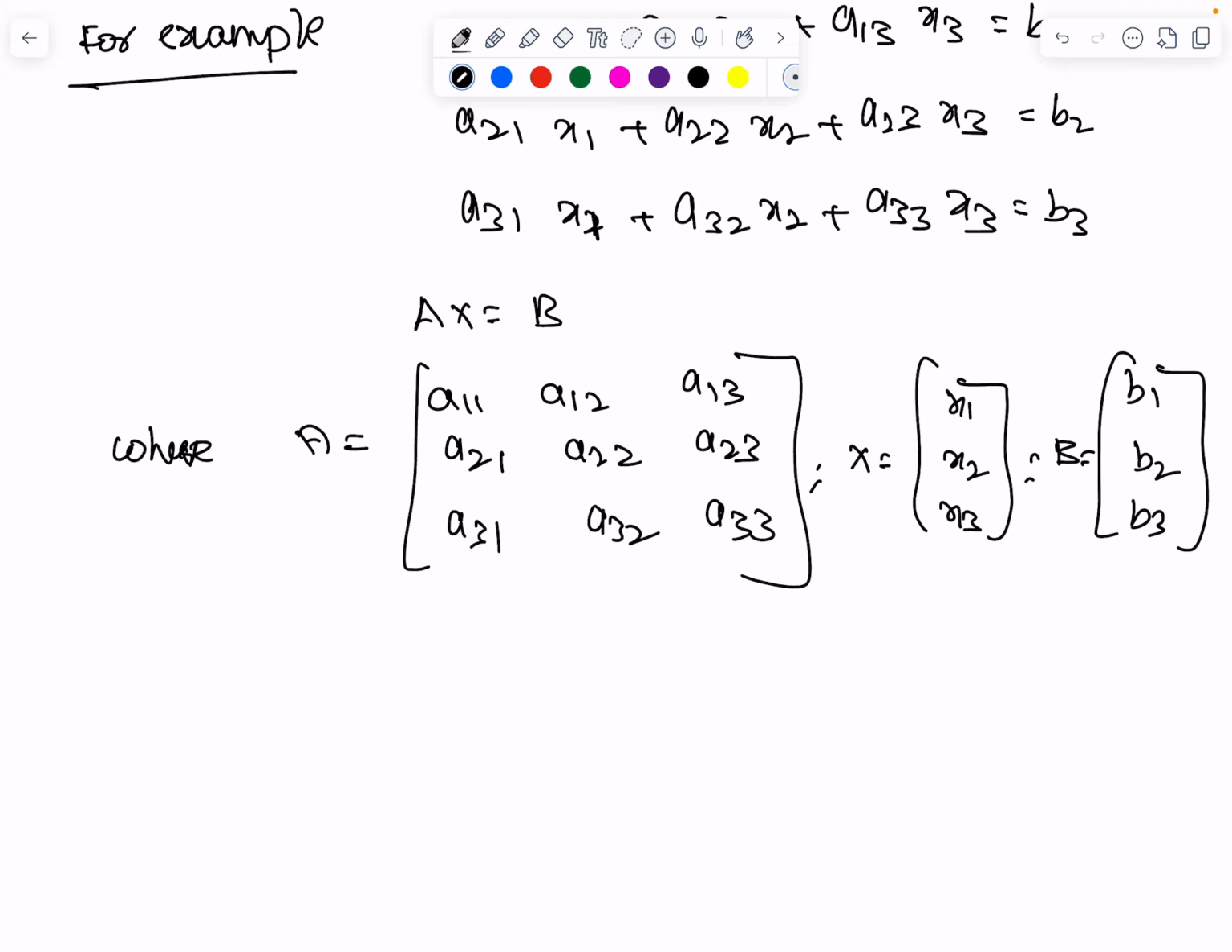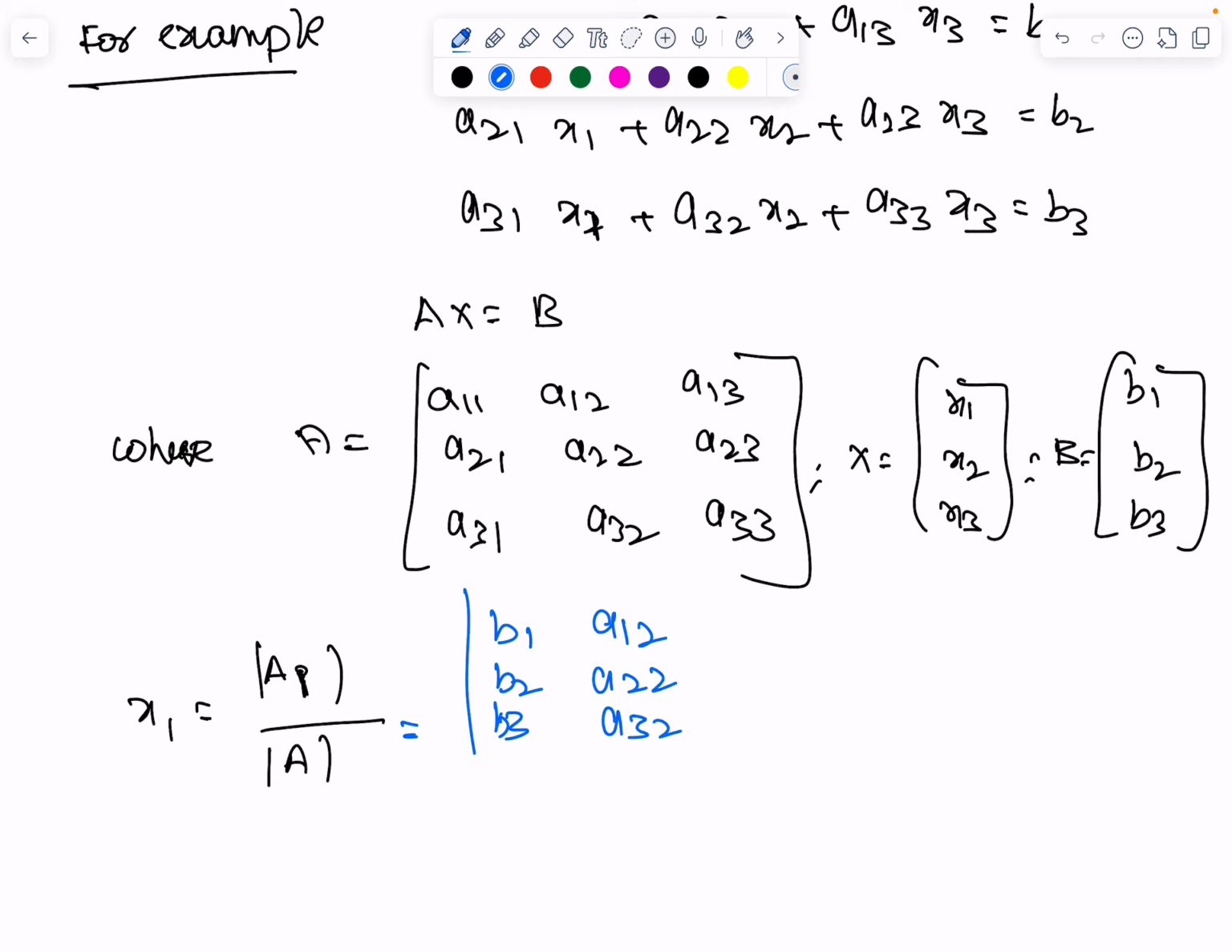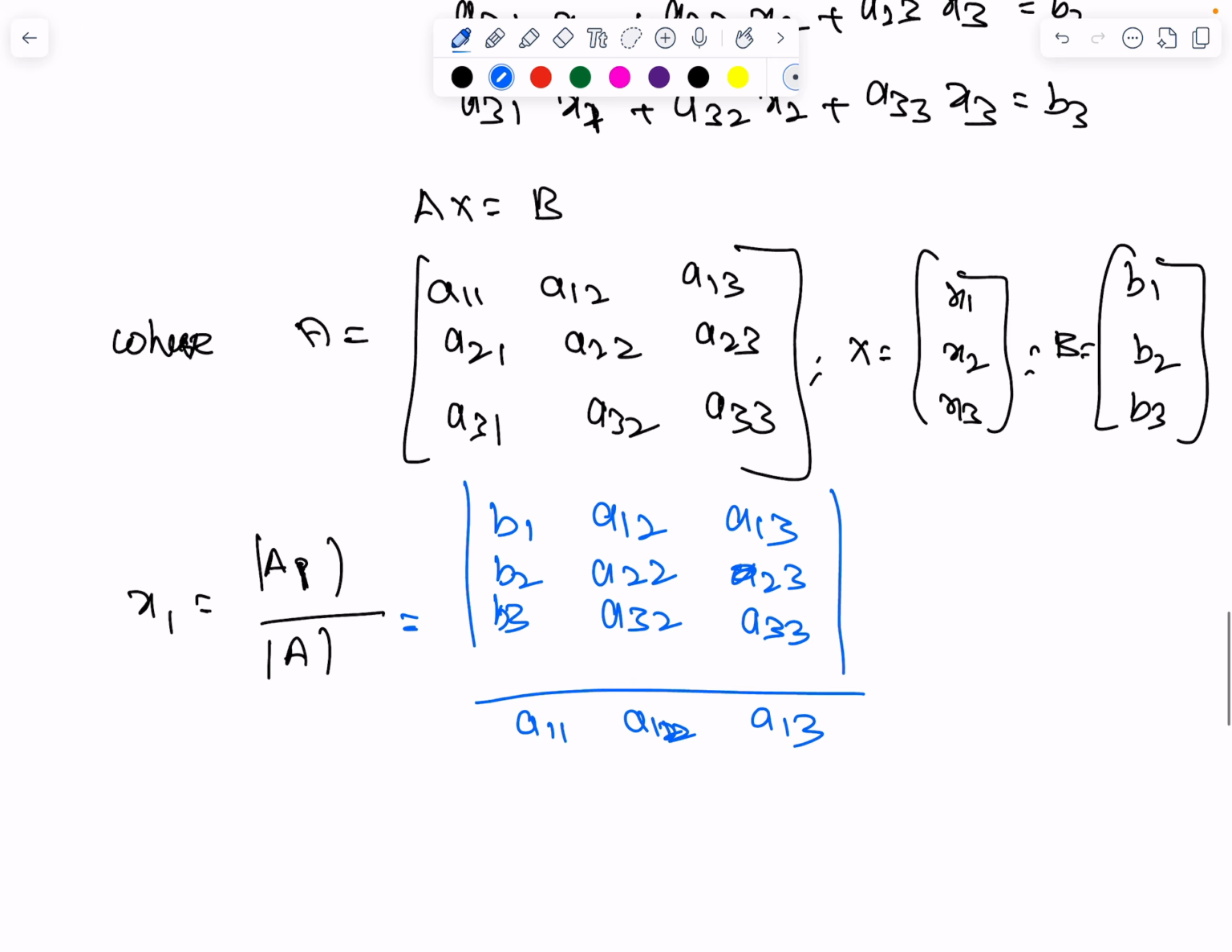To find x1, x2, x3, we have seen that x1 is written as determinant of A1 divided by determinant of A. What is A1 here? That is the first column of A replaced by the entries of B, that is B1, B2, B3, then A12, A22, A32, A13, A23, A33, divided by the determinant of A, which is A11, A12, A13, A21, A22, A23, A31, A32, A33.